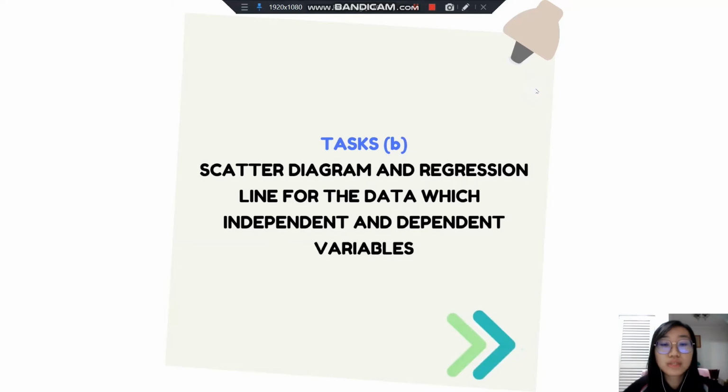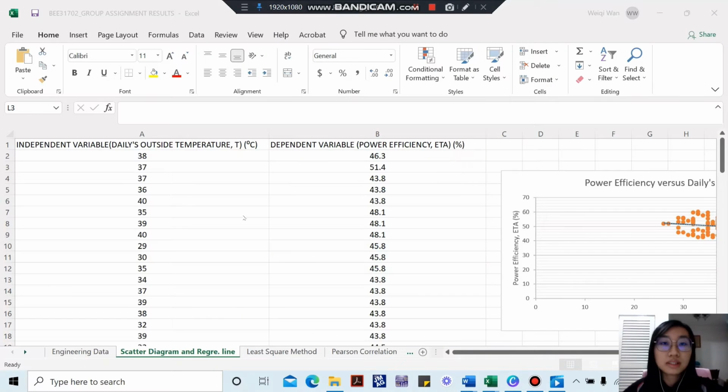I will continue with Task B, which is to plot the scatter diagram and regression line for the data with independent and dependent variables. This is the data for the independent variable, daily outside temperature T in degrees Celsius, and the data for the dependent variable, power efficiency eta in percent. The total of the data is 101.